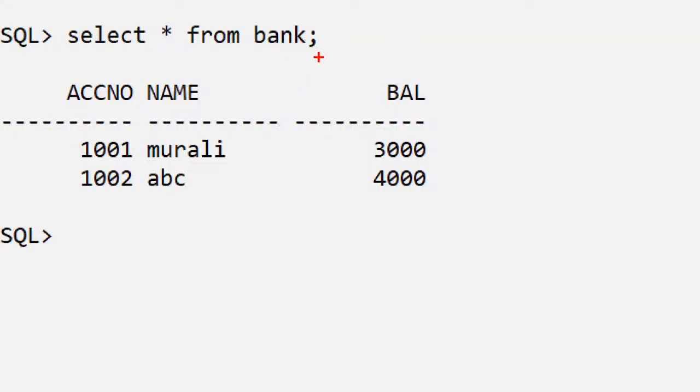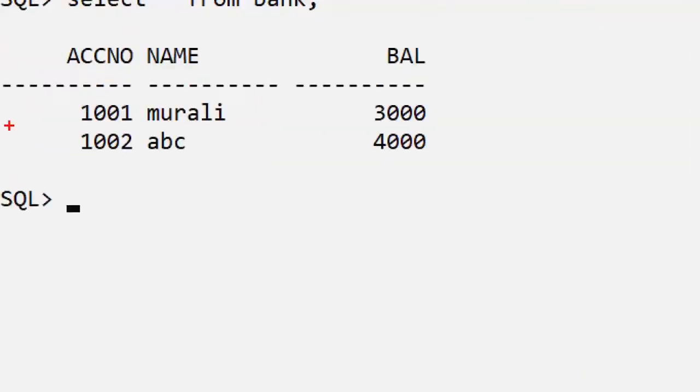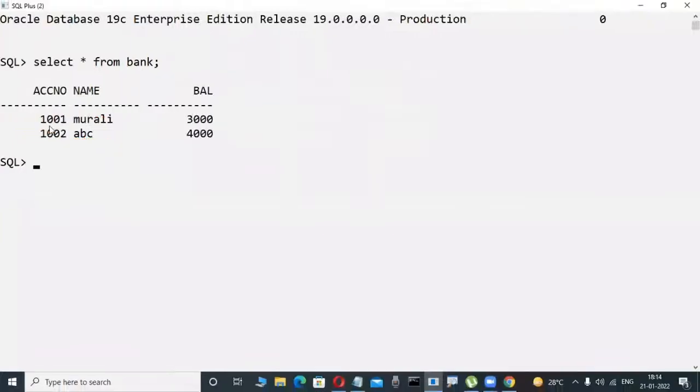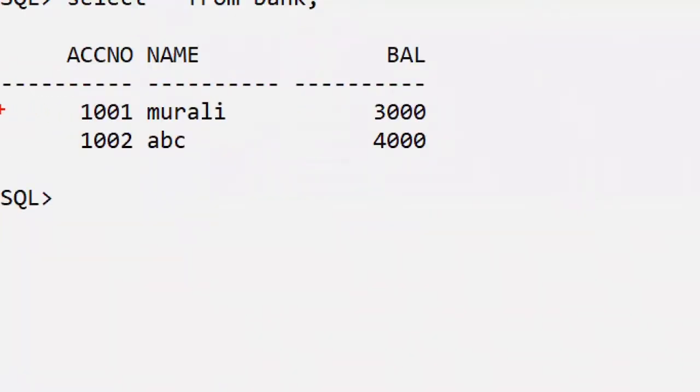Suppose this is a bank, for example, SBI bank. In this bank, this is the data. Observe here, these are columns: account number, name, and balance. These are called columns. Here these are 1001 and so on. These are called rows or data. Observe this data for one minute. 1001 is an account number.